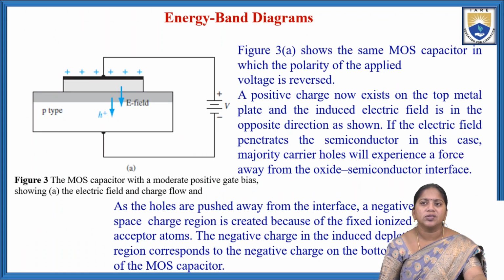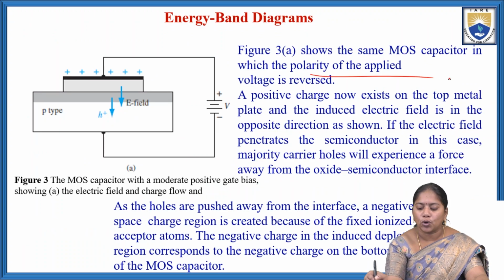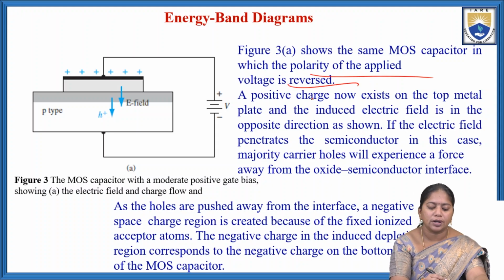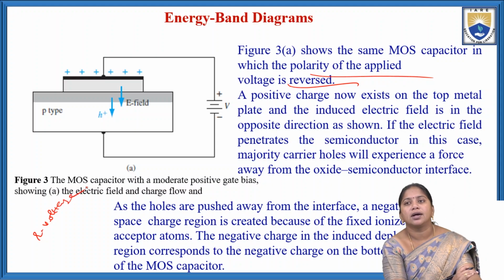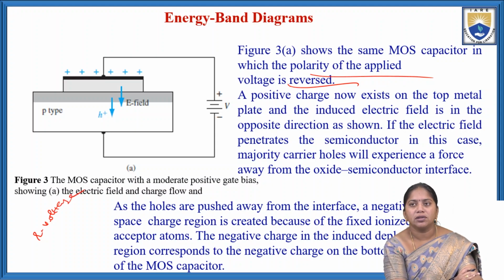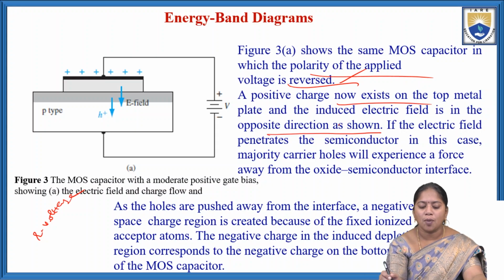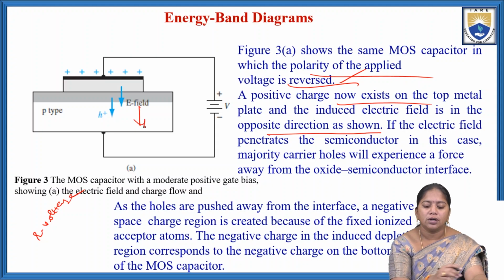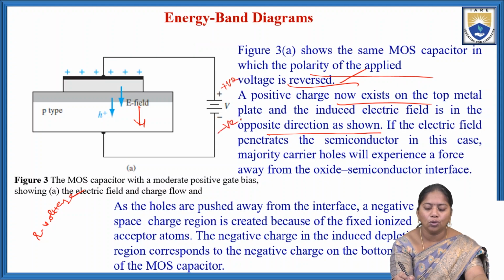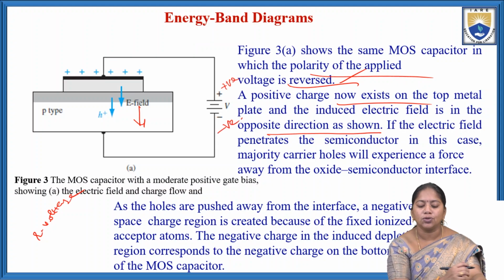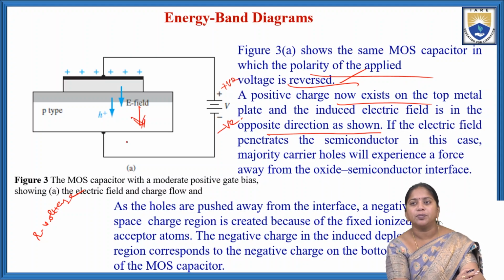Figure 3a shows the MOS capacitor in which the polarity of the applied voltage is reversed. We are applying the reverse voltage. MOS means metal oxide semiconductor capacitor, here with reverse bias. A positive charge now exists on the top metal plate and the induced electric field is in the opposite direction. Now the top electrode is connected to positive and the bottom electrode to negative, so the electric field is induced in the opposite direction compared to the previous case.